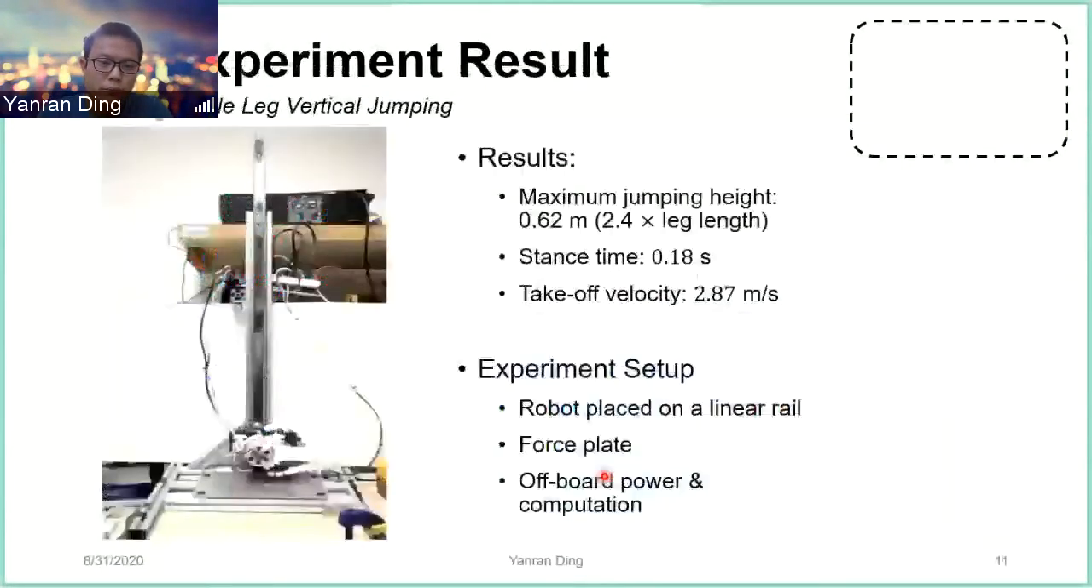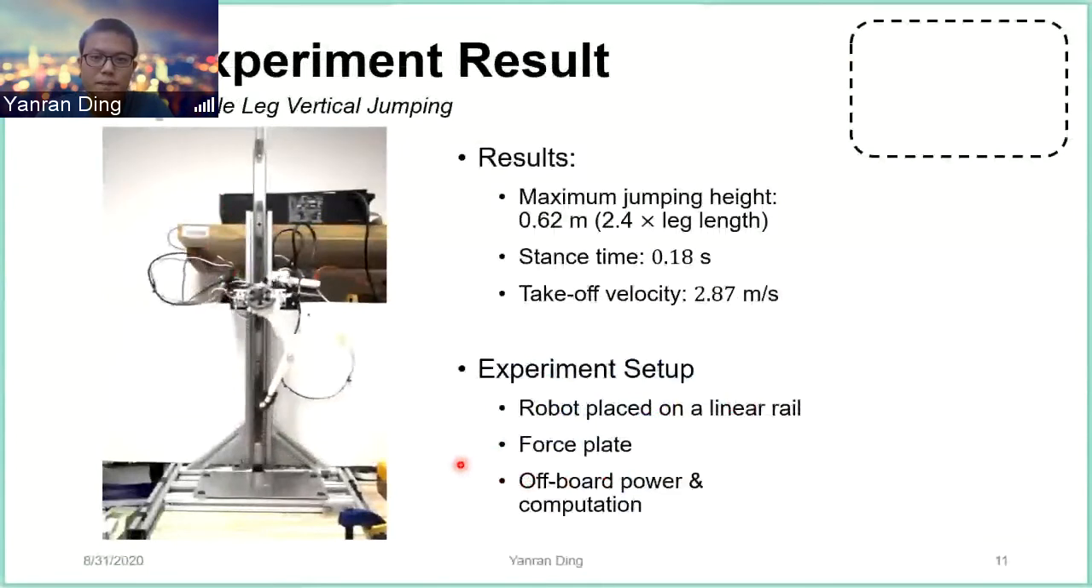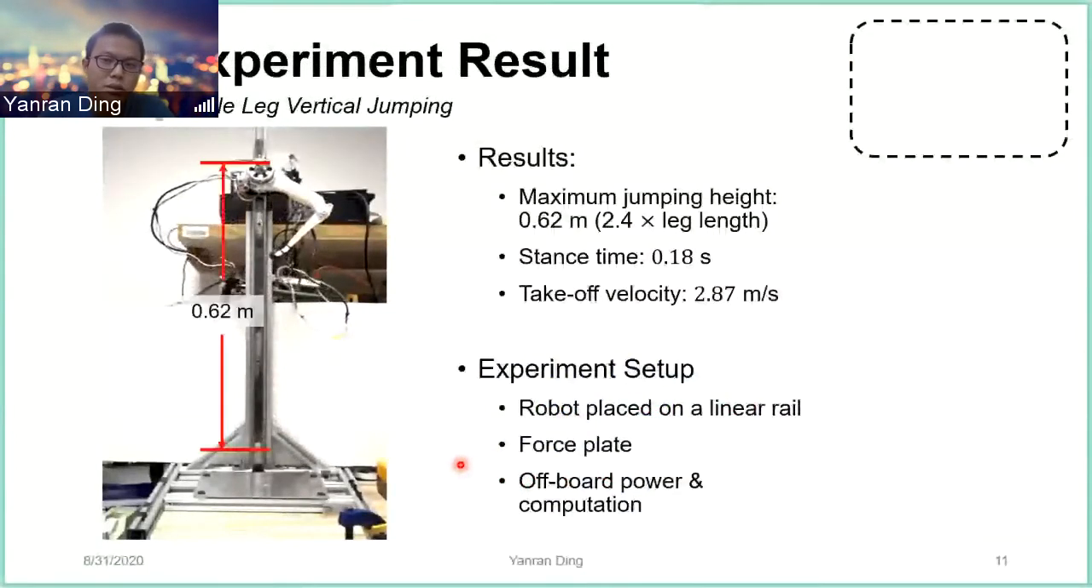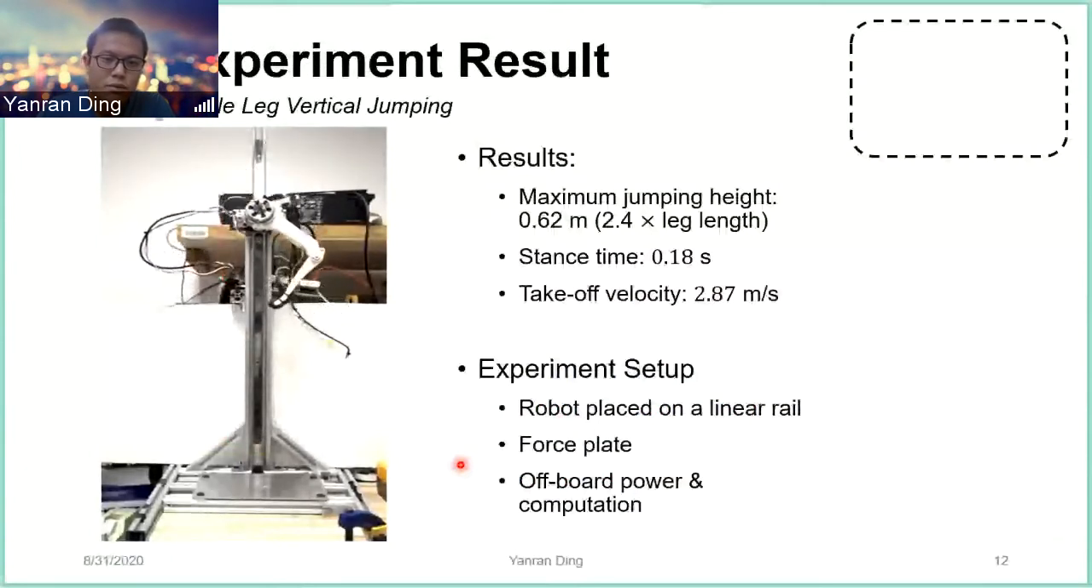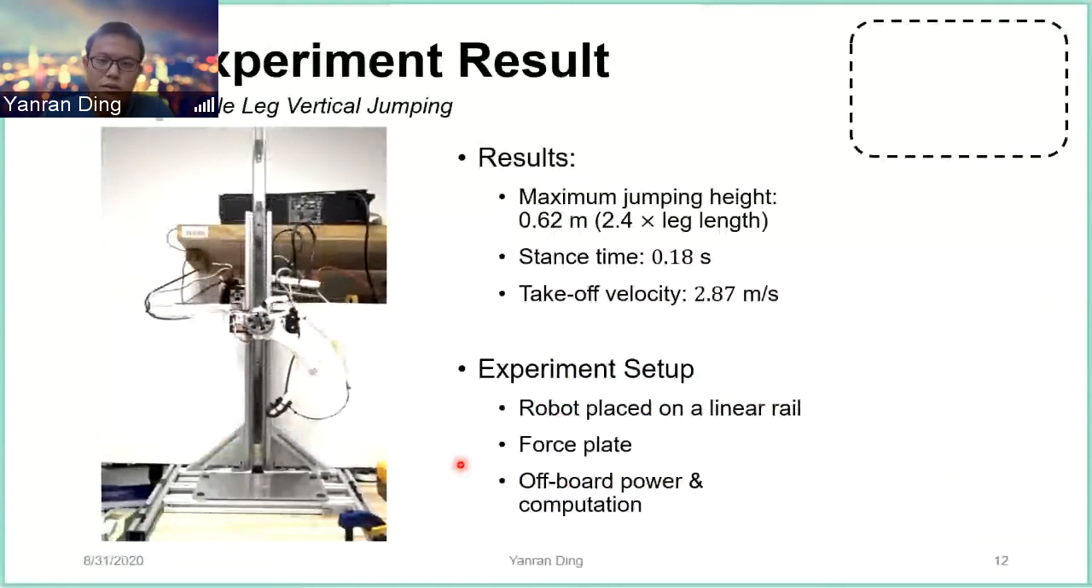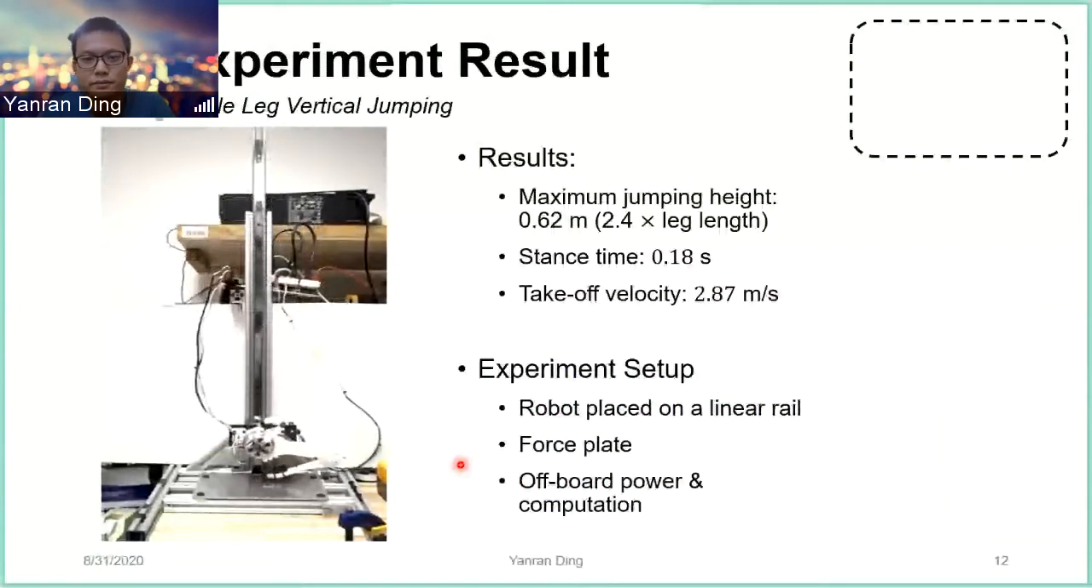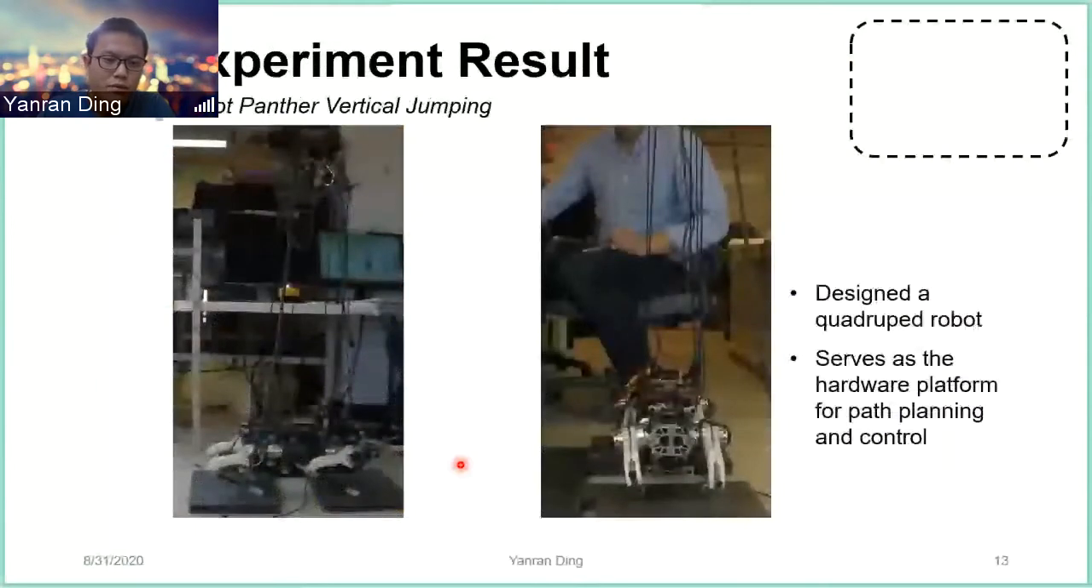So we went ahead and assembled the robot leg, mounted it on a linear rail, and did the vertical jumping test. And we can achieve a maximum jumping height of 0.62 meters, which is 2.4 times the leg length. A force plate is placed beneath the platform to measure the ground truth of the ground reaction force. Okay, once we have the leg module, we then assemble the full quadruped robot.